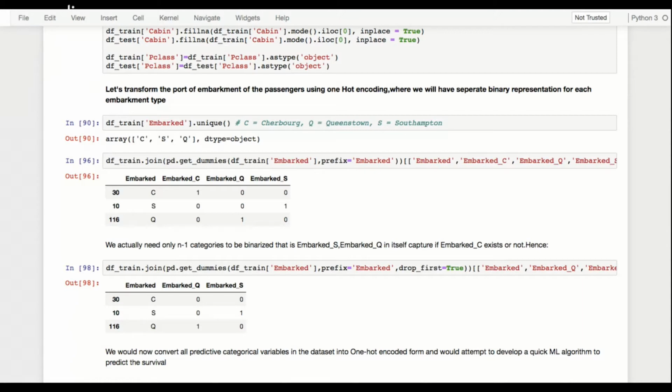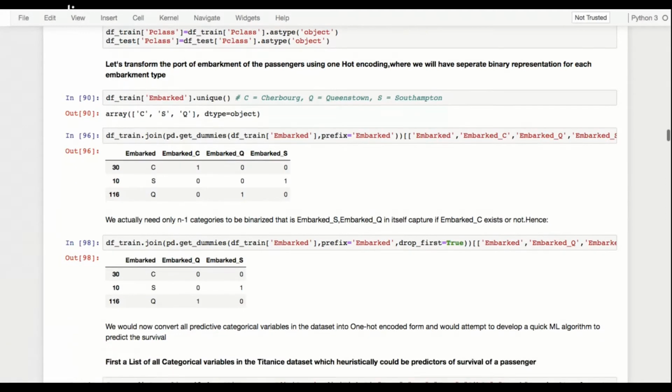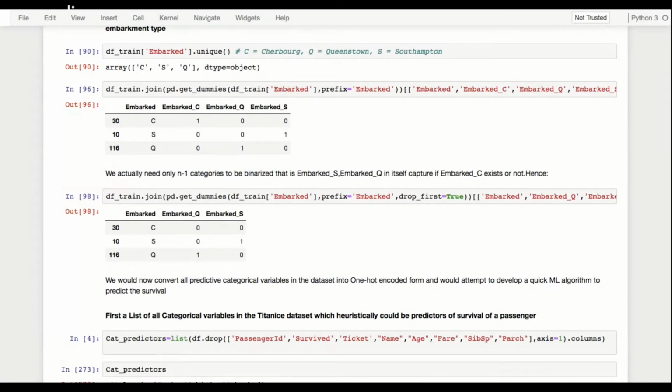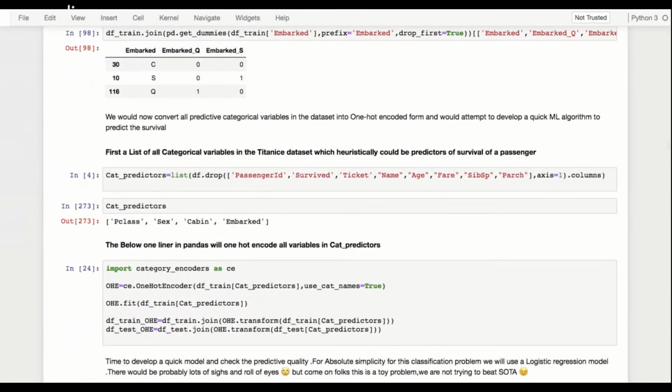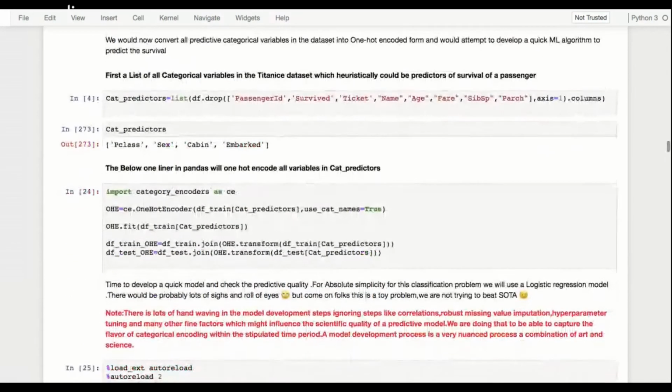For example, here C, S, and Q. What you are doing is you're converting the C, S, and Q into 3 variables: embarked C, embarked Q, embarked S. If embarked is C, embarked C will be 1 and the rest of them will be 0. And so on and so forth for S and Q. You essentially don't need n categories and n variables for that. You can get away with using n-1. Now, this is what one-hot encoding is.